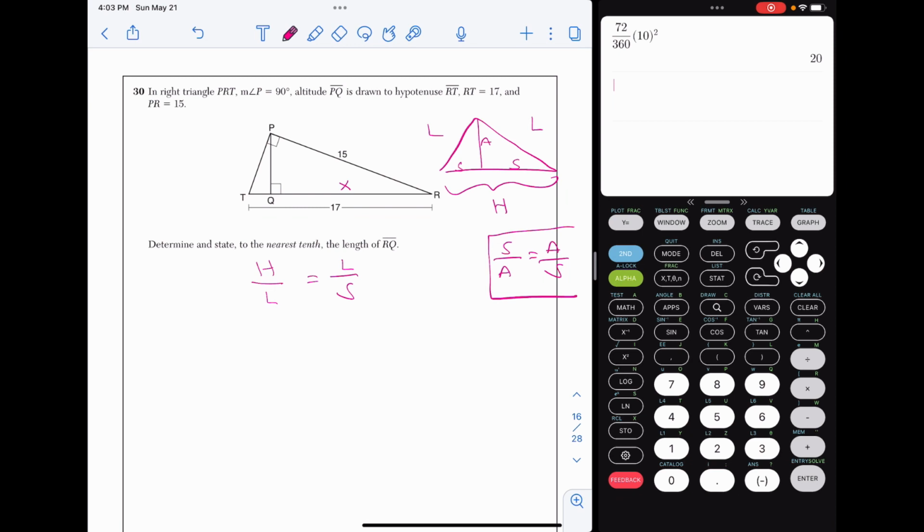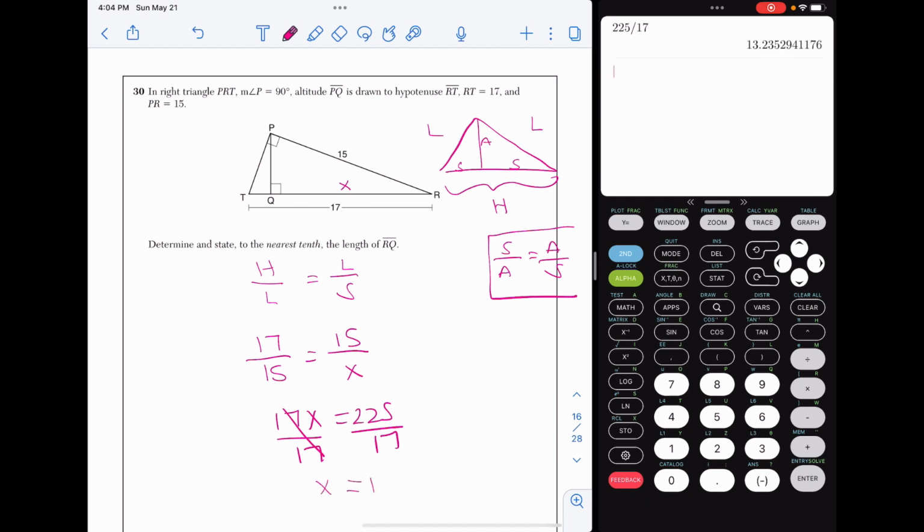But here's how I know it's a HILS problem, because I know the length of the hypotenuse. I know the length of the leg that it's next to, or that we're working with here. And I am looking for the length of that segment. Once I have that, I can cross multiply and solve. So 225 divided by 17. We're looking to the nearest tenth, so the length of RQ is 13.2.